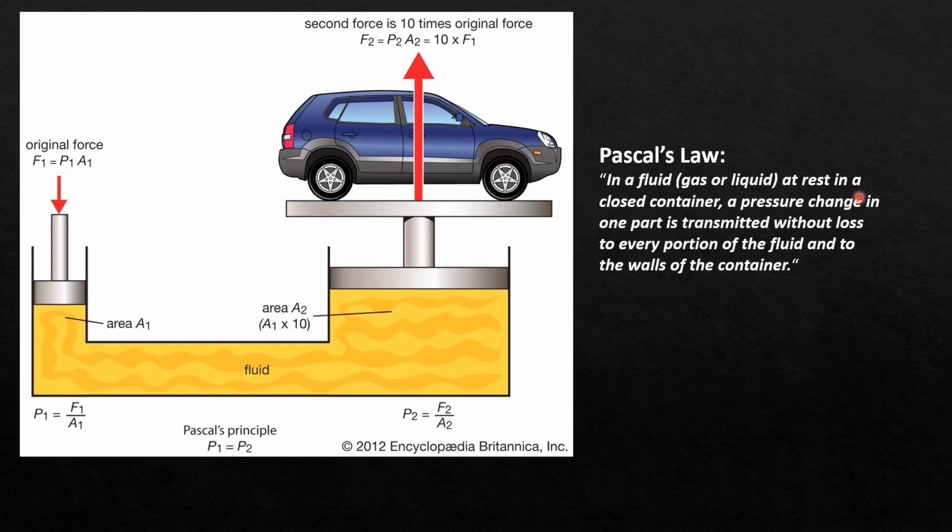Pascal's law. In a fluid at rest in a closed container, a pressure change in one part is transmitted without loss to every portion of the fluid and to the walls of the container. You can see here there are two pistons. This is smaller in size and this is bigger in size. The pressure or force is applied here. This piston pushes downwards in the sense it creates a pressure. That pressure is without any loss of energy. It moves throughout the container as well as it exerts the pressure on the walls also. Now due to this pressure, the small pressure we apply makes a bigger object to push upward. This is Pascal's law.